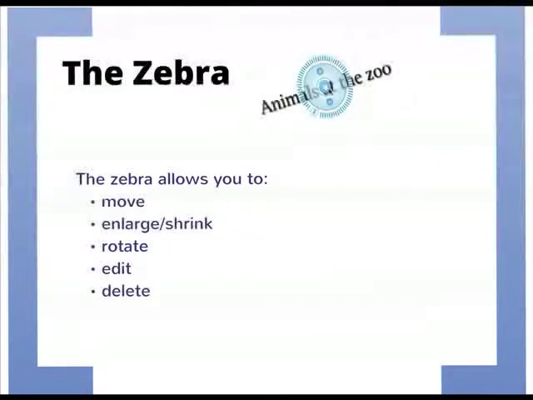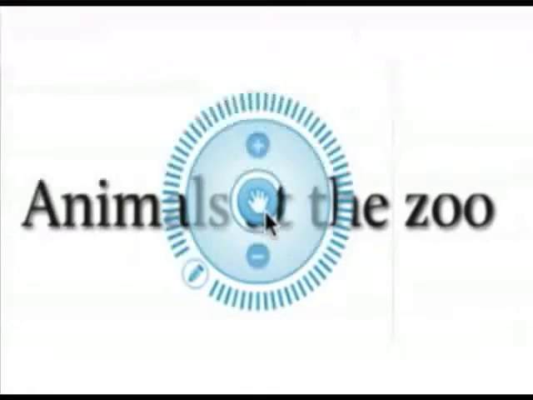And this is an example of the zebra here. This zebra is editing some text. The text behind it, you can see animals at the zoo. This is one of the key ways of editing things. Okay? We don't have the old-fashioned text boxes that Word has and all these editing tools.